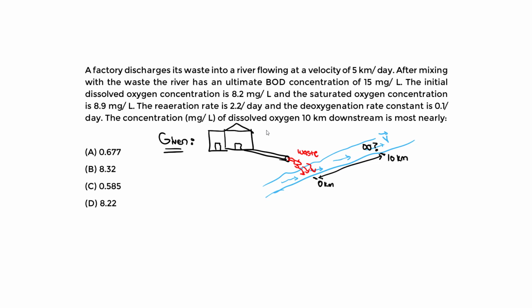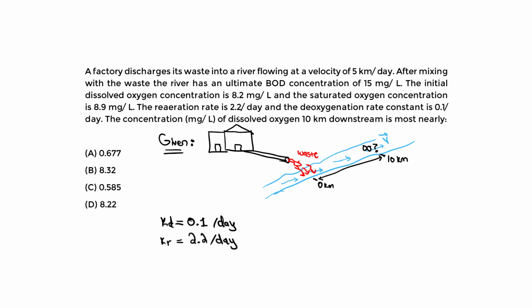So let's begin writing the variables that were actually given. We have the KD and KR values. In the FE handbook, note that KD is the deoxygenation rate and KR is the reaeration rate. So KD, the deoxygenation rate, is 0.1 per day, and KR, the reaeration rate, is 2.2 per day. Note the formula in the handbook is on page 320, stream modeling, Phelps equation, and all the variables are defined.